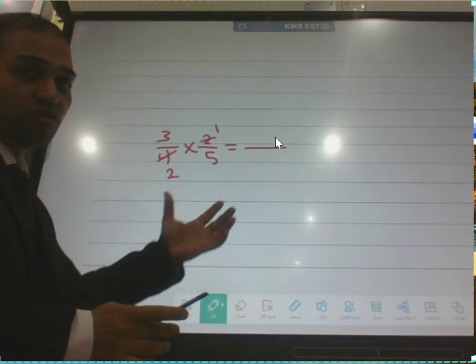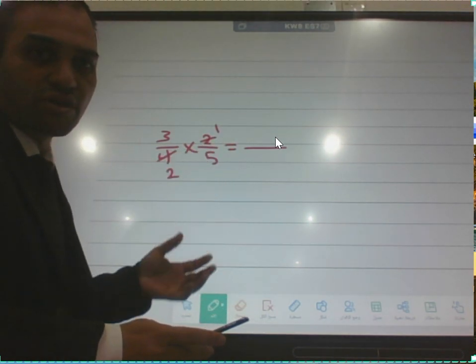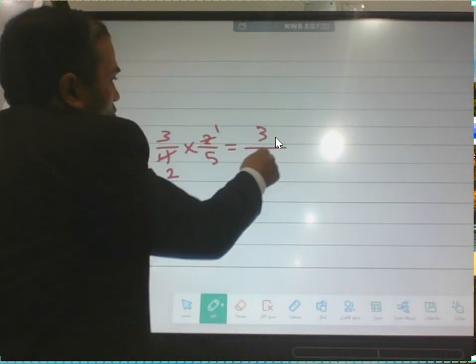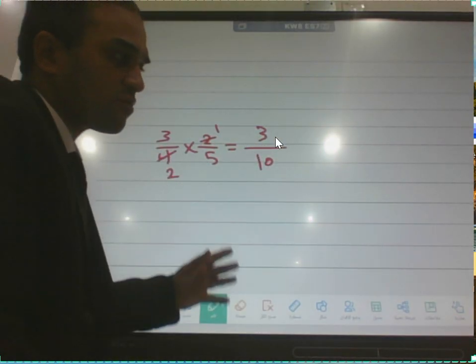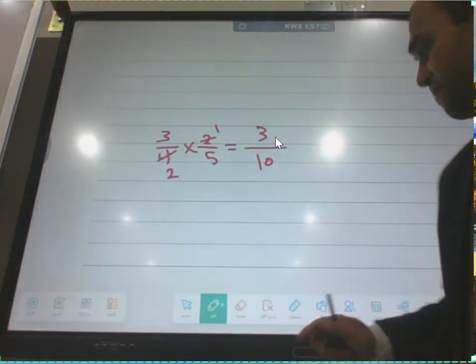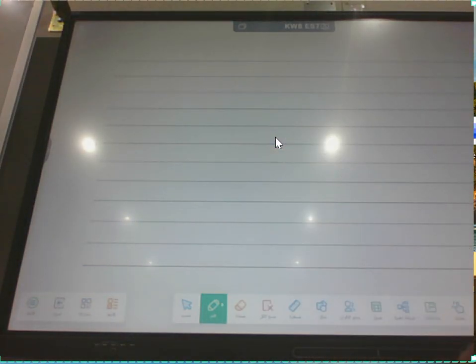Next step, multiplication: numerator by numerator and denominator by denominator. 1 times 3 equals 3, and 2 times 5 equals 10. Then the simplest form here will be 3 over 10. Okay? We call it a proper fraction.